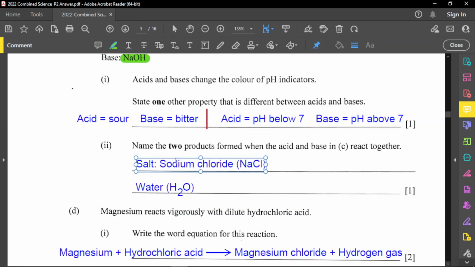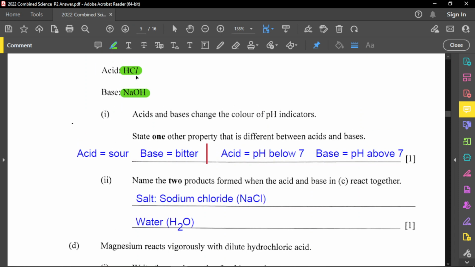All right, so part 2 of this question said name 2 products formed when the acid and base in C react together. And so the 2 products would be salt and water. The specific salt would be sodium chloride. And how do we know it is sodium chloride? Because the Cl from the hydrochloric acid and the Na from the base will go together to form sodium chloride.